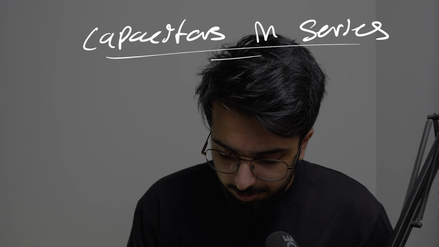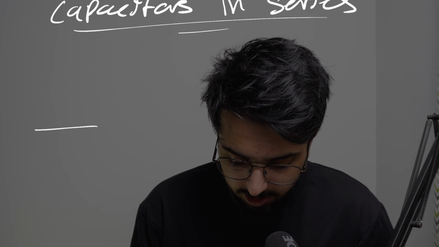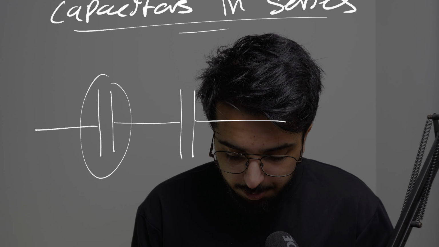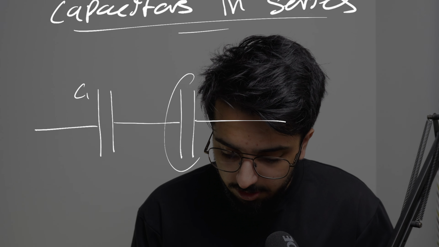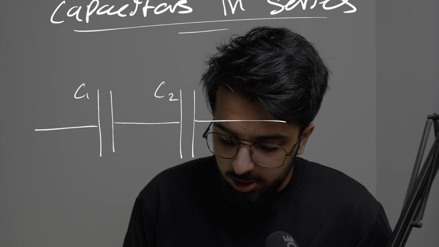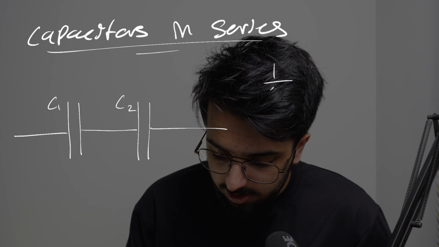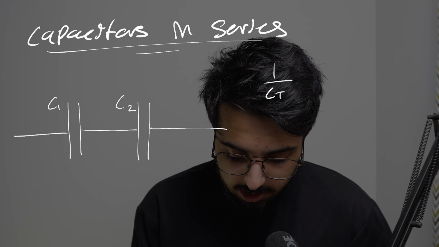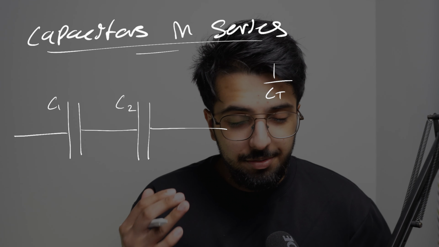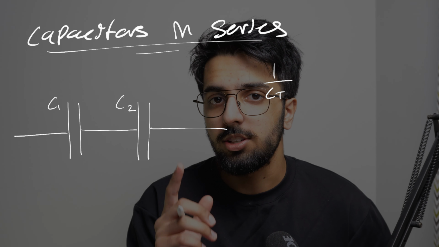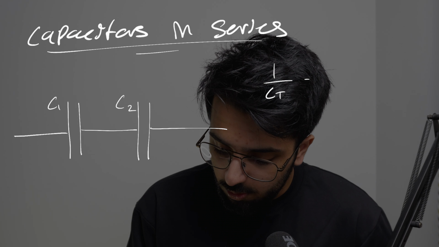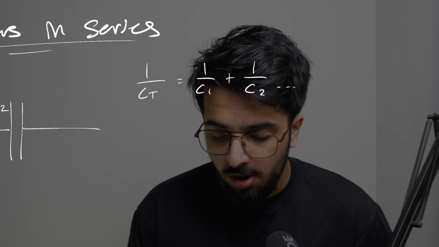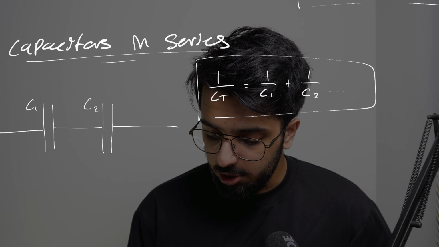Capacitors in series. If we were to have a section of a series circuit with two capacitors right here, again, we can denote the capacitance of this capacitor as C1 and the capacitance of this capacitor as C2. The equation for this is 1 over CT. Remember, CT is our effective capacitance, meaning if we were to model these two capacitors as one capacitor, the effective capacitance is the capacitance of that singular capacitor. So 1 over CT is equal to 1 over C1 plus 1 over C2, and that continues on if we have more capacitors. Now, where did this equation come from?